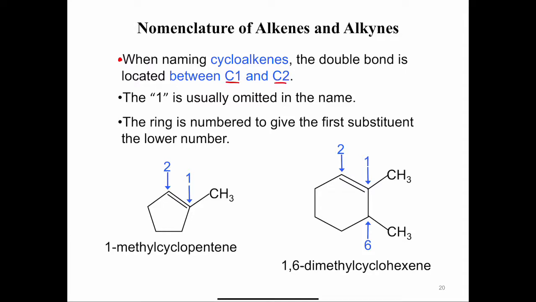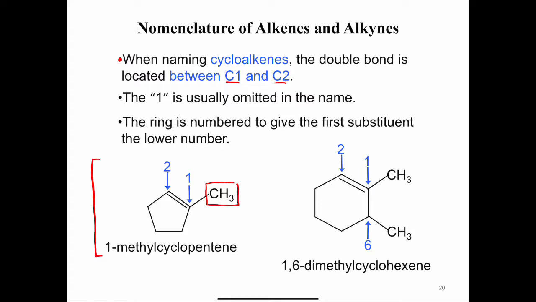So if we take a look at this example over here, 1-methylcyclopentene, again, we start numbering going through that double bond, and we want to give the substituent, and in this molecule there's only one substituent, so what would the lowest possible number be? It would be number 1. And thus the molecule would be 1-methylcyclopentene.